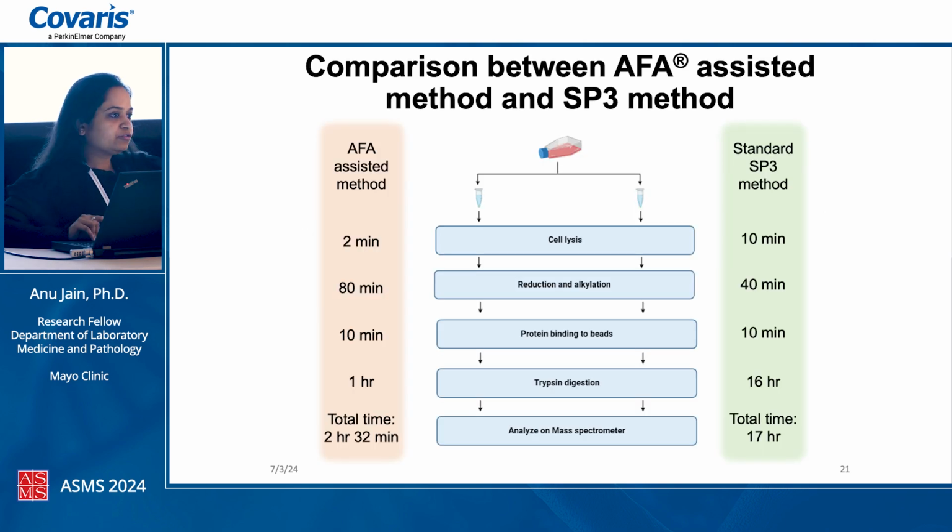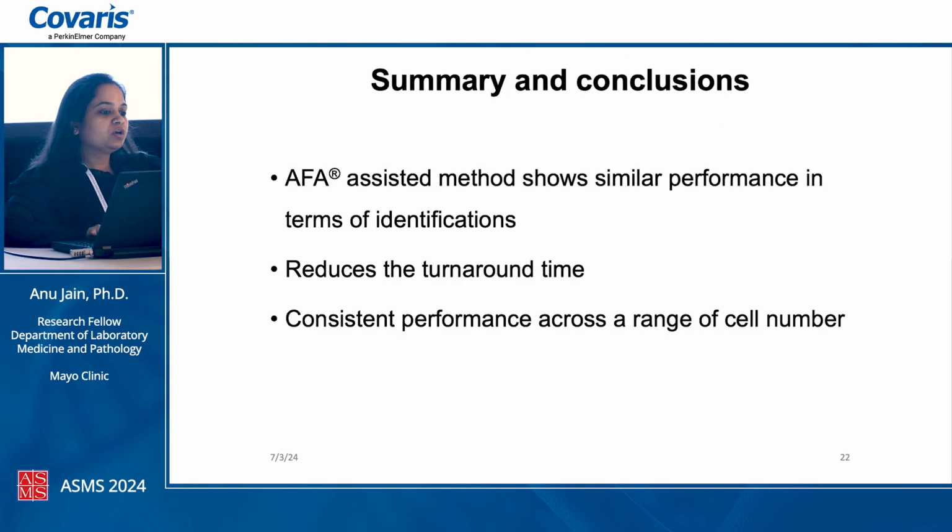However, one big difference between these two methods is that the SP3 method follows an overnight digestion, making it a longer method. However, in AFA assisted method, digestion is accomplished in 1 hour, so reducing the turnaround time. So finally, we concluded that AFA assisted method shows similar performance to SP3 method, but with reduced turnaround time. And because of the use of magnetic beads, this method also has potential for automation, converting it into a high throughput method.